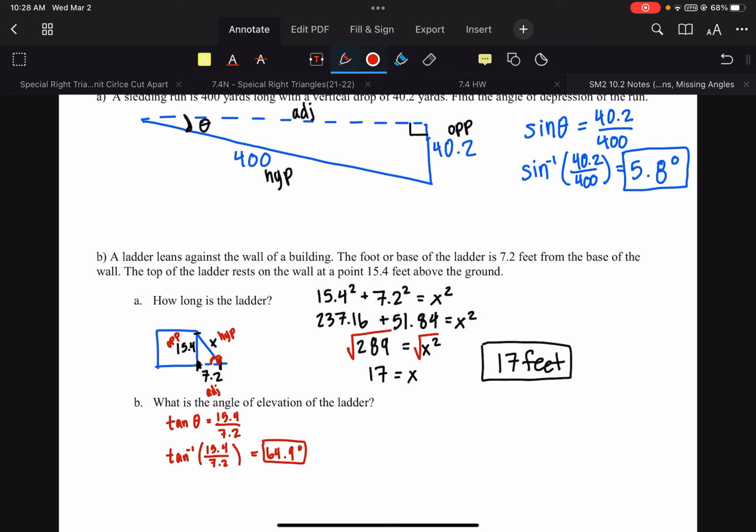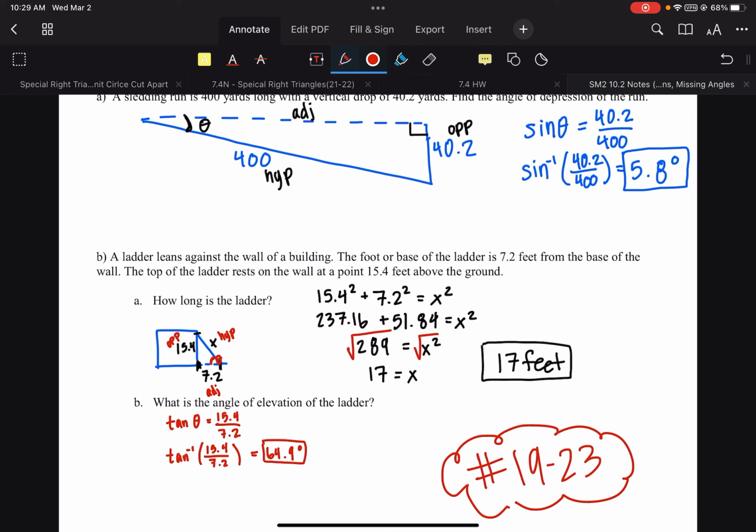Okay, so now with this, you have enough to finish off your homework. This is going to be numbers 19 through 23. So go ahead, finish those up, and then rip out your assignment, staple it, and turn it in. If you haven't finished it, finish it at home and bring it next time.